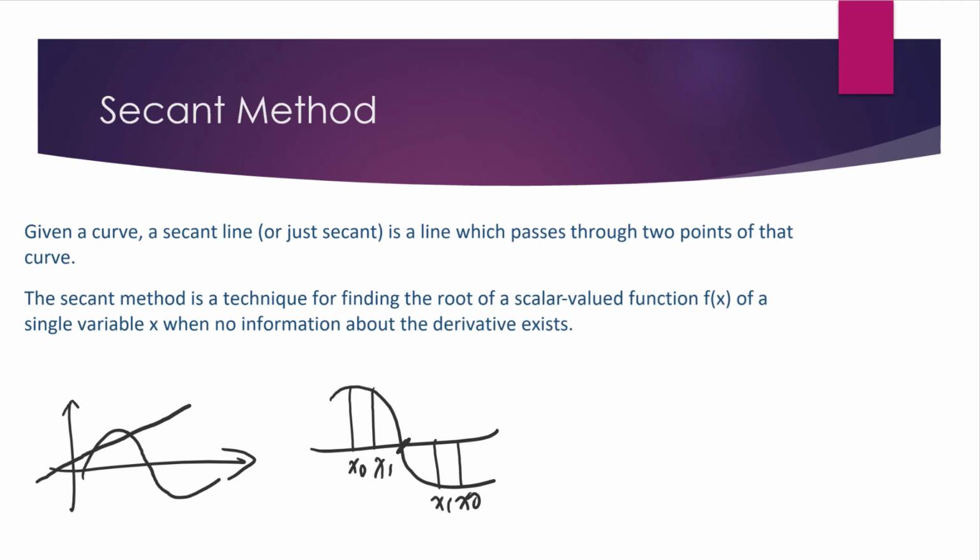It's different from the bracketing methods. When you use a bracketing method, either bisection or false position, you need to have 2 initial guesses, a and b, and a and b have to bracket the root, which means one of them has to be smaller than the root and the other has to be larger than the root.